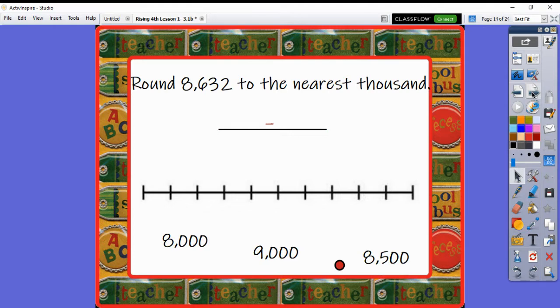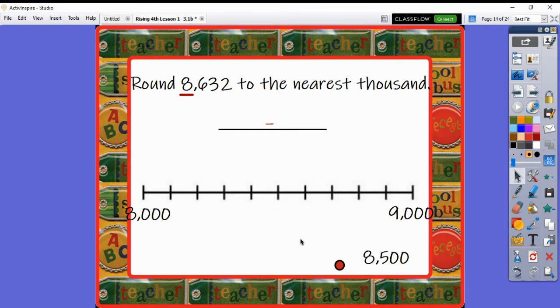All right, let's check our work. The digit in the thousands place is 8. So I'm going to begin my number line with 8,000. When I count by thousands, the next thousand would be 9,000. So that's going to end my number line.